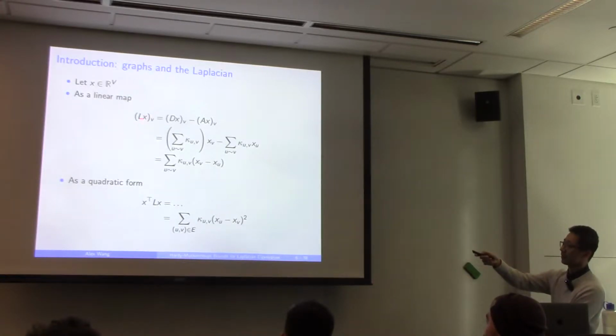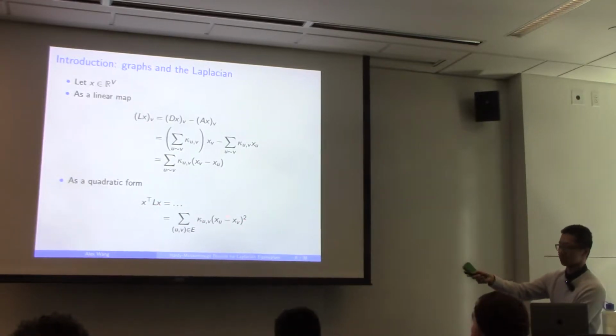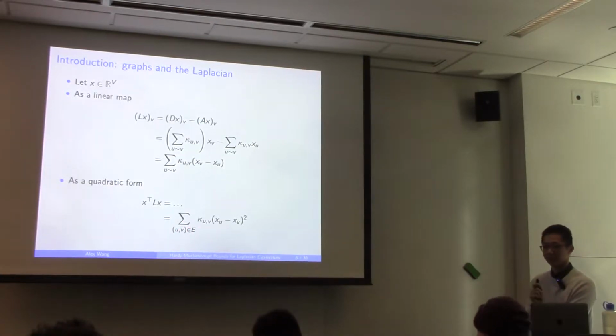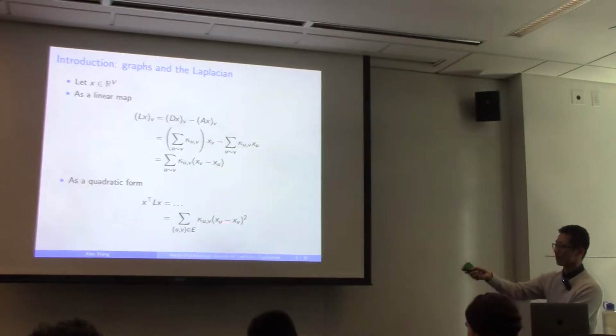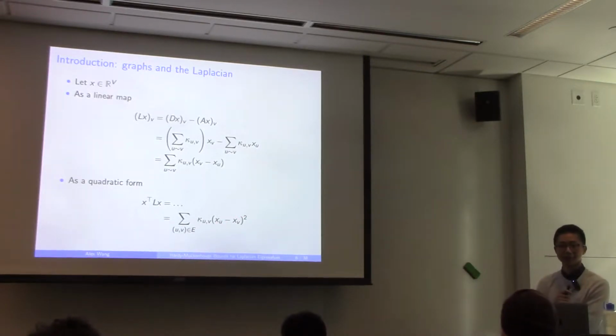Well, you could just take x and take its inner product with Lx, and after some algebra, you'll see that it's going to be this expression here. That just says that you're going to sum over all of the edges in your graph, the spring constant times the squared difference of x across that edge.